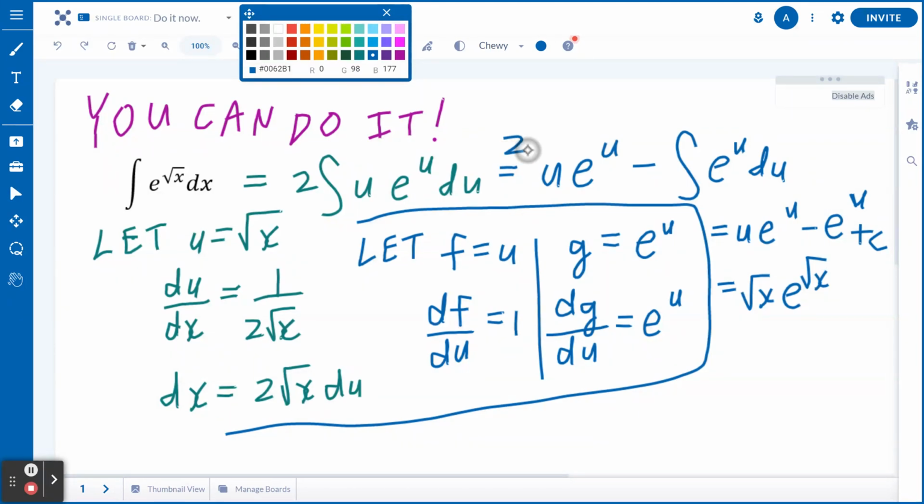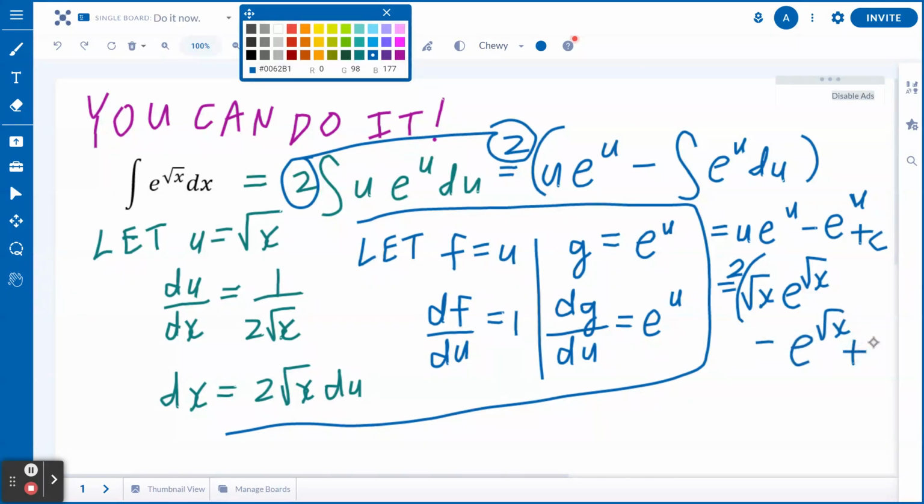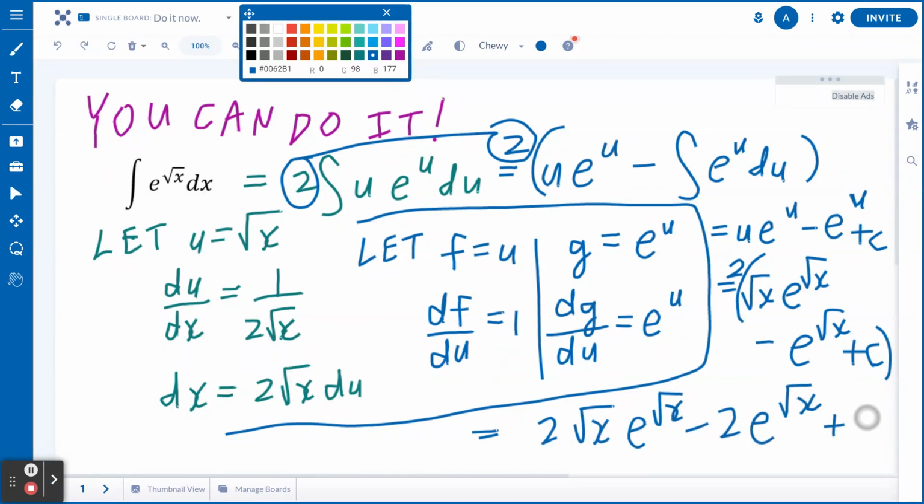So this 2 that we have here, I'm going to copy it so you don't forget, which has been multiplied by the entire expression. So 2 root x e to the power of root x, I'll put this in brackets, minus e to the power of root x plus c. Now, if I rewrite this nicely, it's going to be 2 root x e to the power of root x minus 2 e to the power of root x plus c1. And of course, c1 is just 2 times c. It's still going to be a constant.